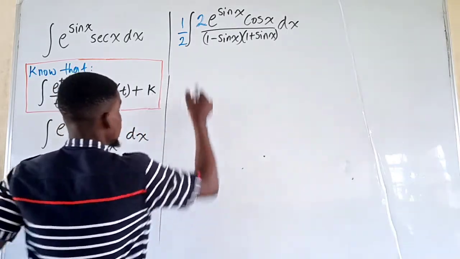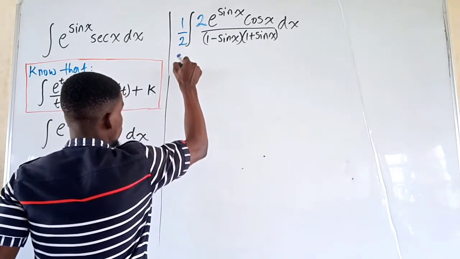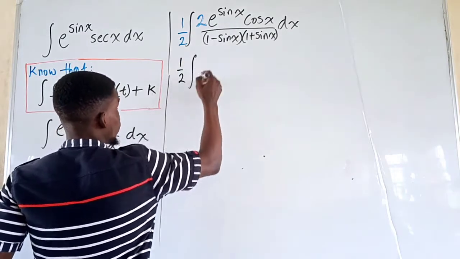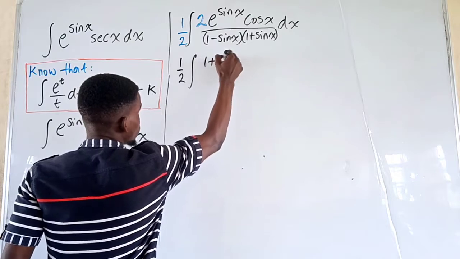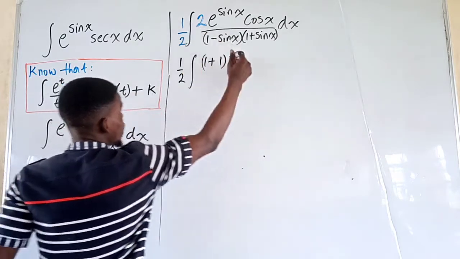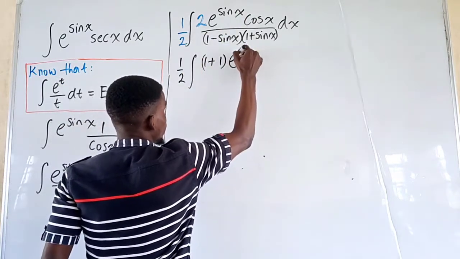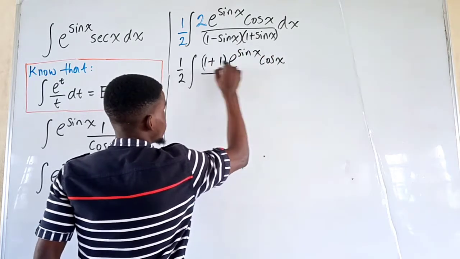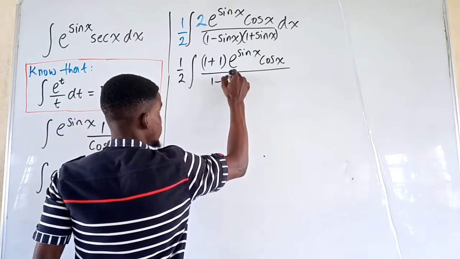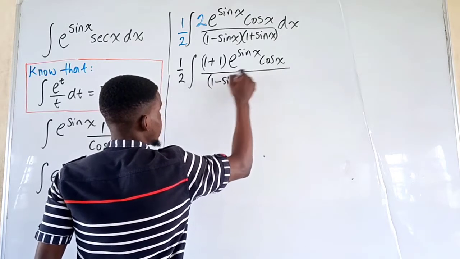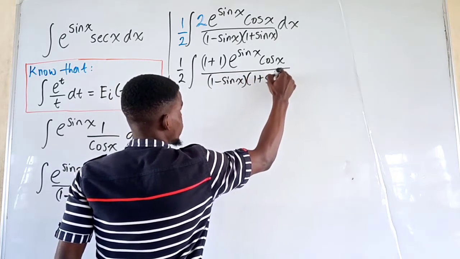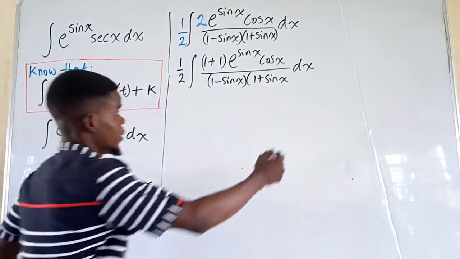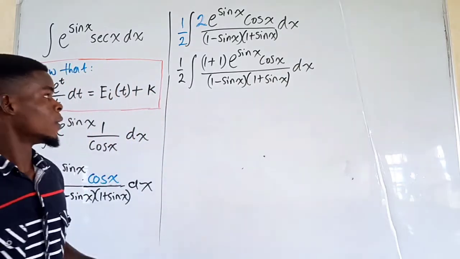So this is going to be 1 over 2. Then put down the integral of 1 plus 1 in bracket. Okay, so we now put down the e to the power sine of x, then cosine of x divided by 1 minus sine x, then 1 plus sine of x, and we put down the dx like that, alright? Okay, great.